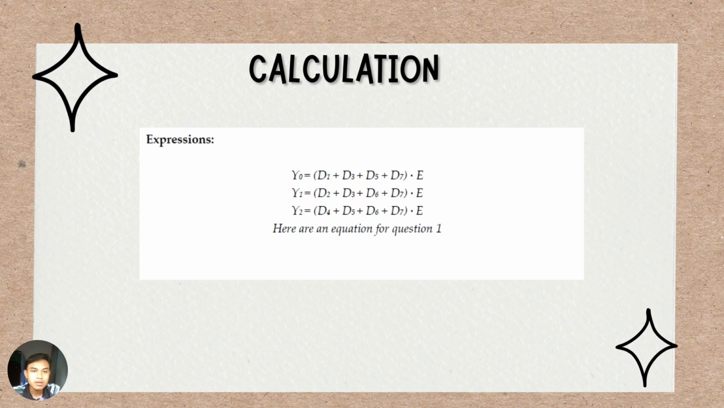For the expression, Y0 equals D1 plus D3 plus D5 plus D7 times E. Y1 equals D2 plus D3 plus D6 plus D7 times E. Y2 equals D4 plus D5 plus D6 plus D7 times E. Here is the equation.